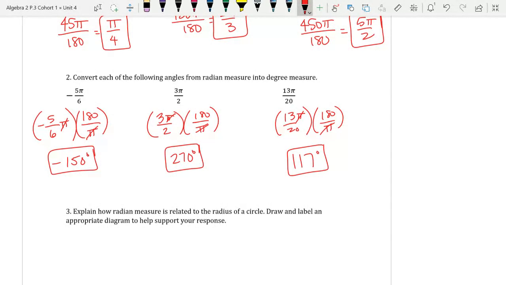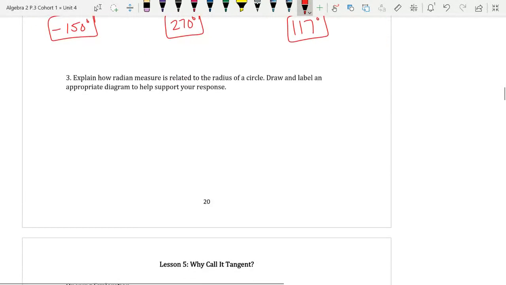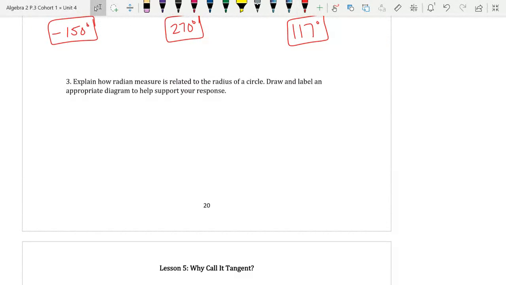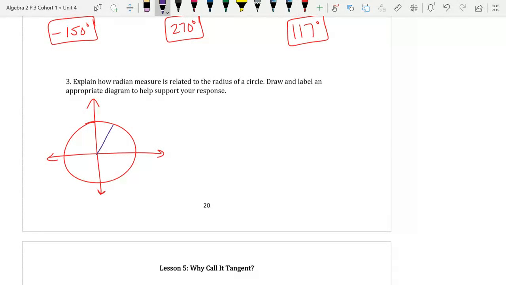Number 3 says to explain how radian measurement is related to the radius of a circle, and draw and label an appropriate diagram. So what we learned in class is if you have a circle, the radius of that circle has a relationship between however big that radius was, that open degree value, and however long it took to get around the circumference of that circle. We call that the arc length, and we'll label that S.